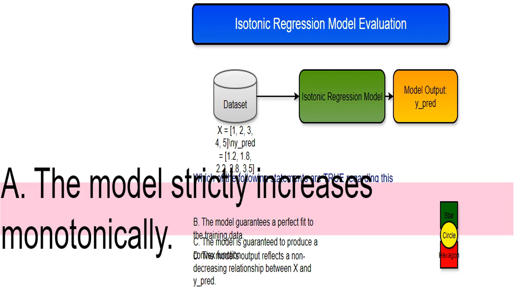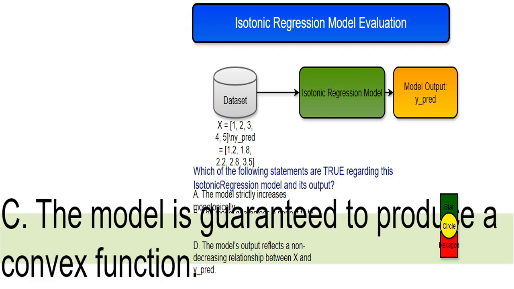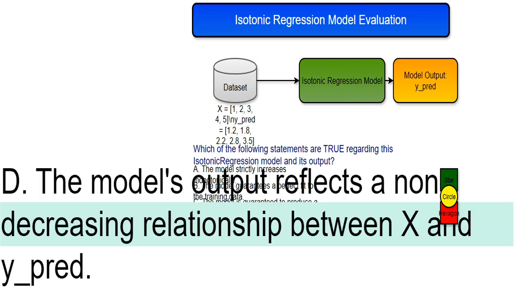I'm examining whether every successive y_pred value is strictly larger than the previous one. In simple terms, does the model always increase and never stay flat? I'm checking if the model's predictions match the actual values exactly. I'm seeing if the model's output forms a curve that always bends upwards, like a U-shape or a smile. I'm checking if the y_pred values never decrease as the x values increase. It just needs to stay the same or increase.